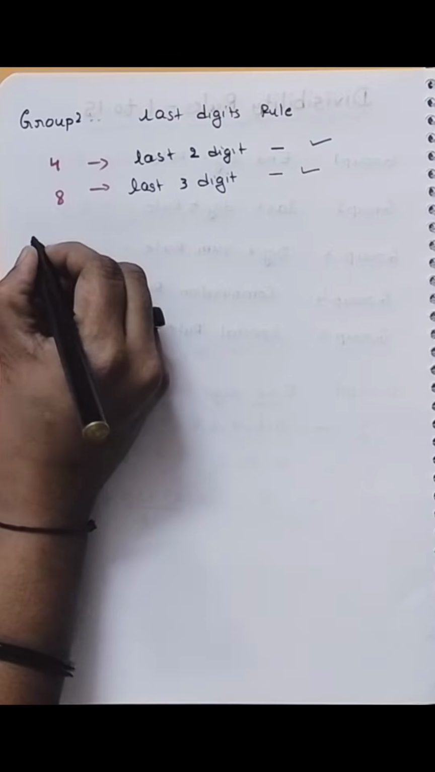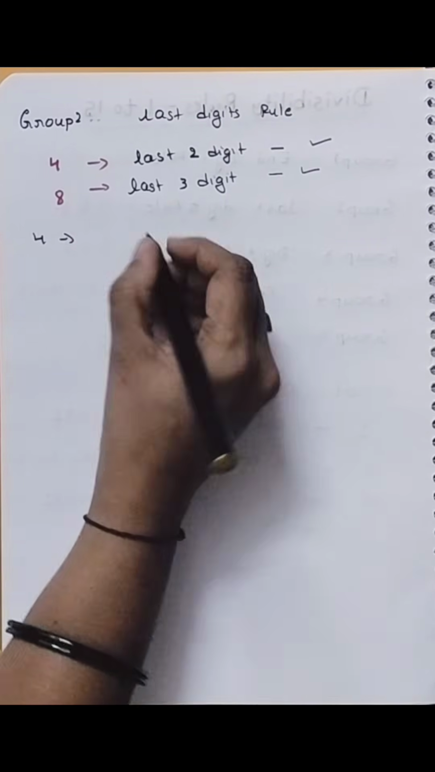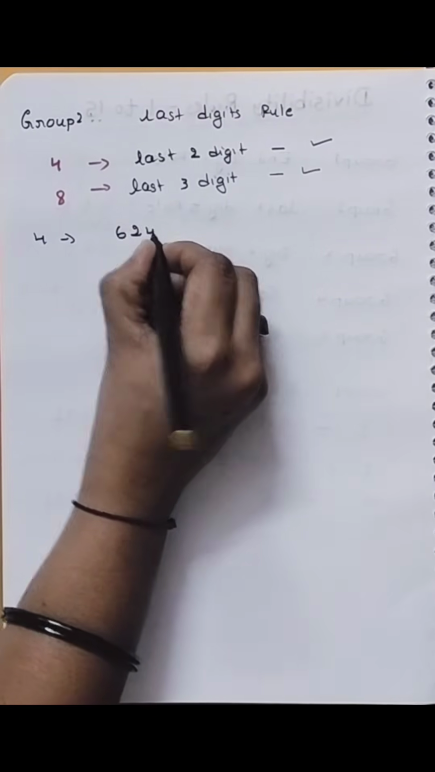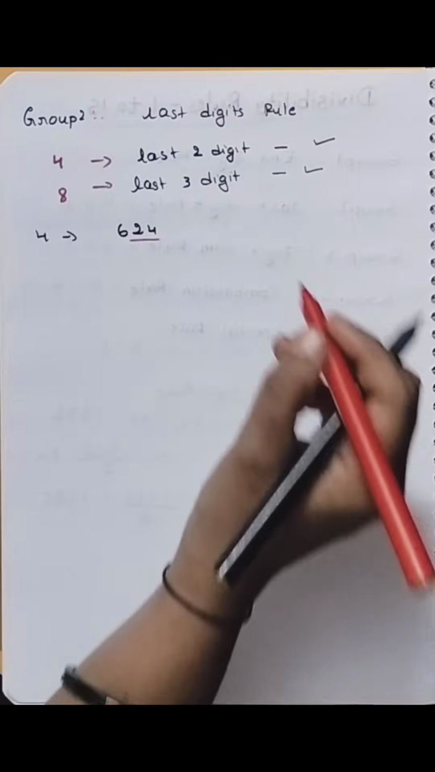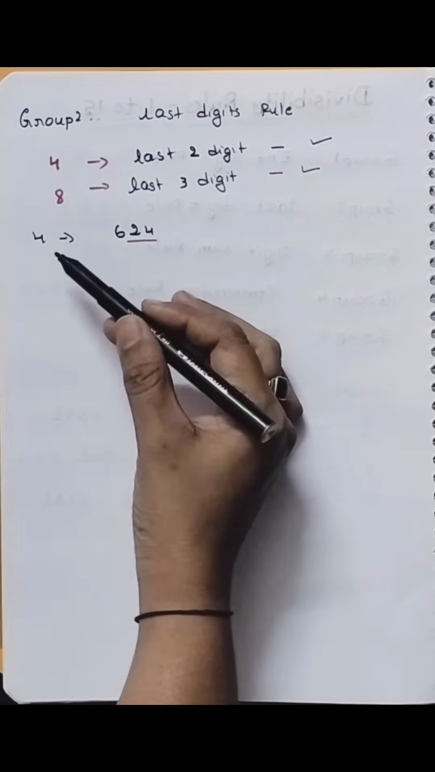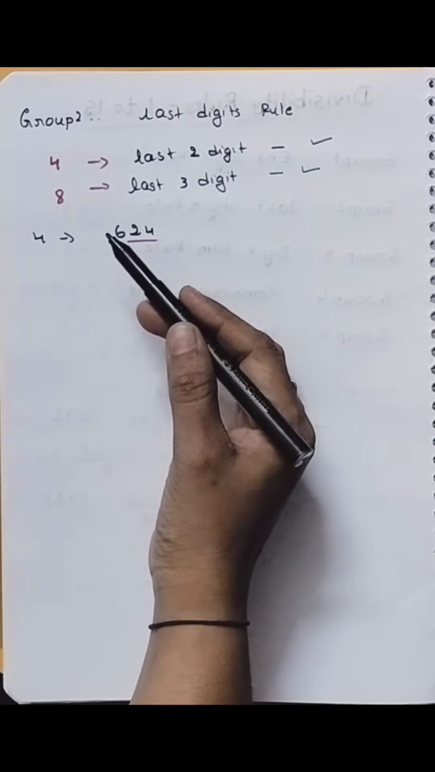Let's go with the example. Let's check for 4. If you consider 624 and observe the last two digits, that's 24, right? So 24 goes with 4, right? 4 sixes are 24. By seeing the last two digits, we came to know that it divides by 4, but we are not sure because some people doubt that.